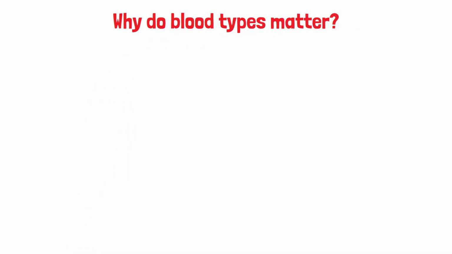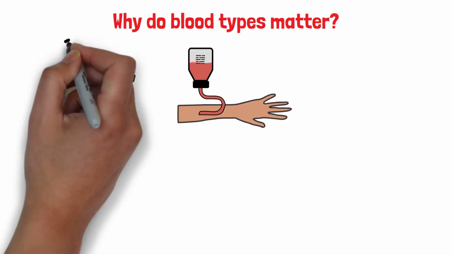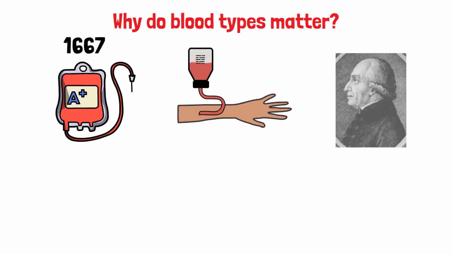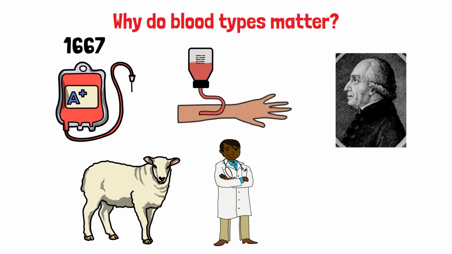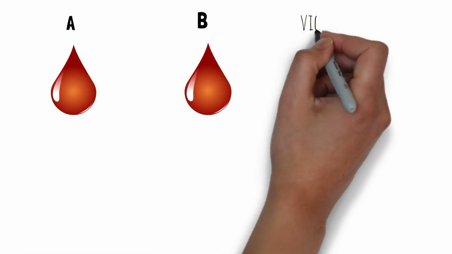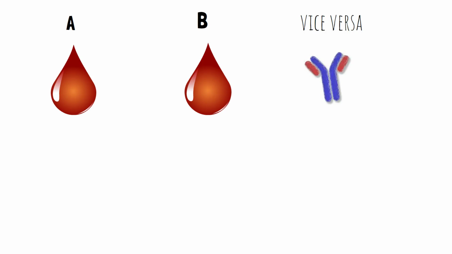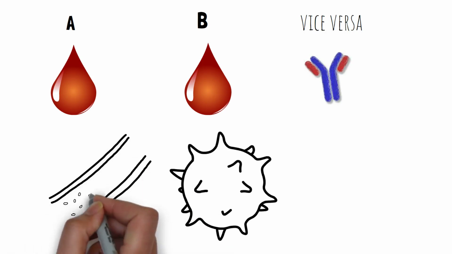For blood transfusions. The first successful blood transfusion was performed in 1667 by Jean-Baptiste Denis, a French physician, using sheep blood. Finding the correct one is a matter of life and death. If someone with type A blood receives type B blood, or vice versa, their antibodies will reject the foreign antigens and attack them, potentially causing the transfused blood to clot.